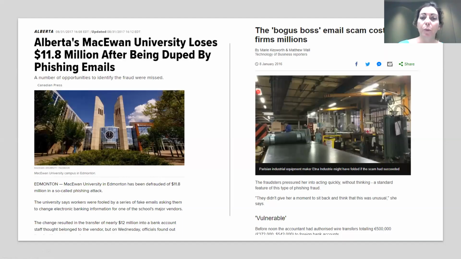So here's a couple of good and interesting case studies. You can go and have a read of these in your references. For example, Alberta's MacEwan University lost $11.8 million in phishing emails. They were sent fake, here we go again, they were sent fake invoices. Then another one here as well, we've got bogus boss email scam costing firms millions of dollars. So I recommend you go and have a look at those.